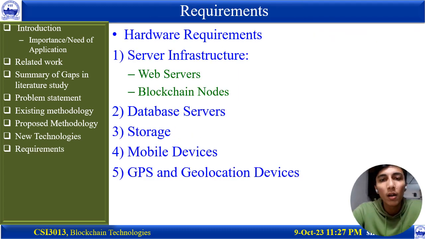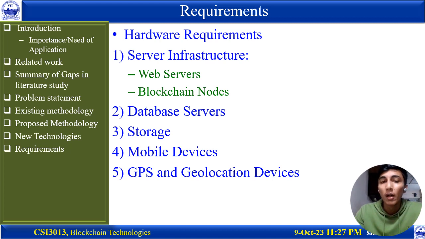Now I will be explaining the requirements based on the technology we have used. So for hardware requirements, we will be using server infrastructure. In that, we'll be using web servers and blockchain nodes. Basically, blockchain nodes will bring the blockchain technology concept into our project, which is carpooling. Database servers, storage, mobile devices, GPS, and geolocation devices. So database servers will be connecting the information of the driver as well as the payment gateways.